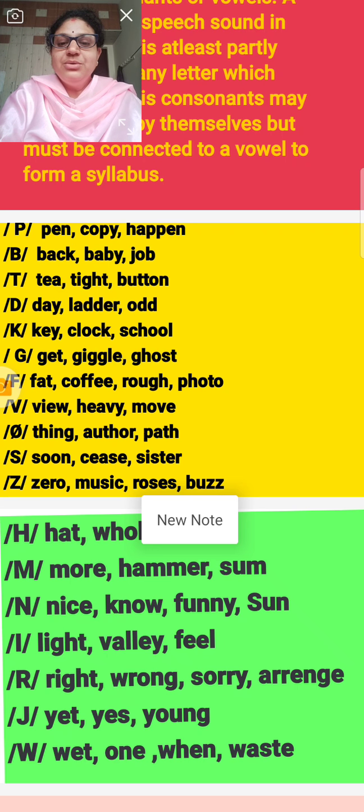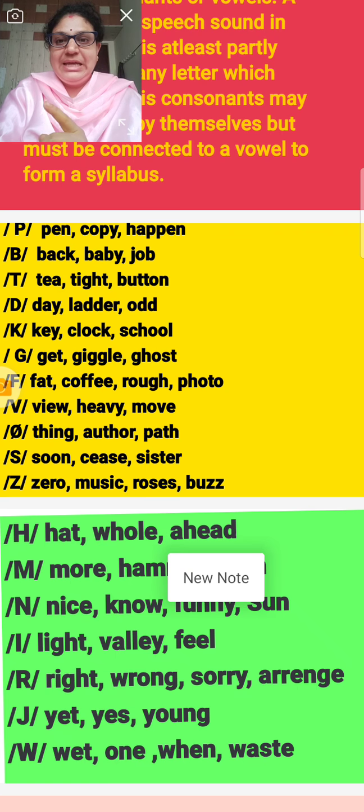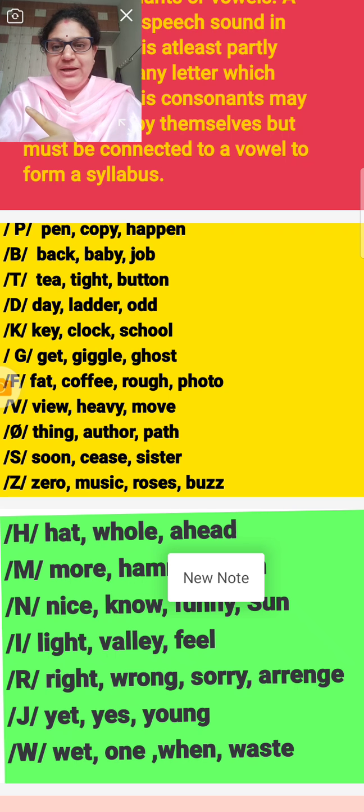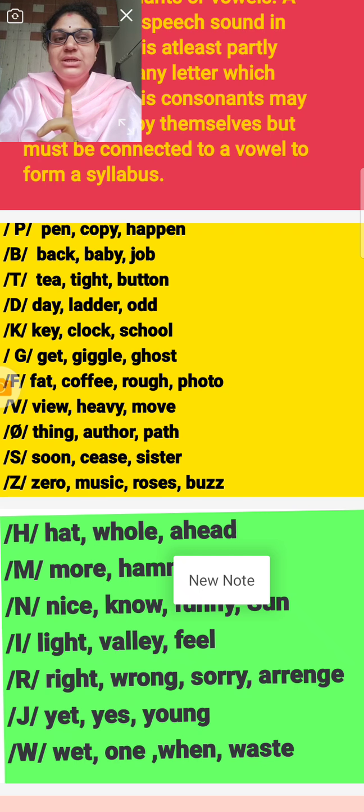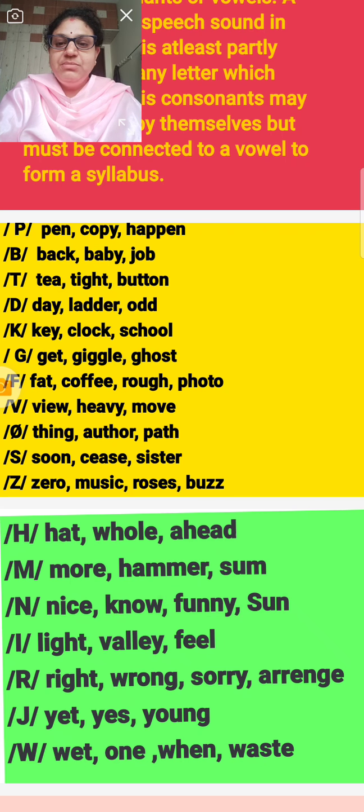Next one, K. You are pronouncing K as K when it is the alphabet. But when you add letters and it becomes a word, it changes into the consonant sound. Key: the alphabet is K and the word is key. Clock, school, kaka, kiki, kuku. You have to see that: kaka, kiki, kuku.